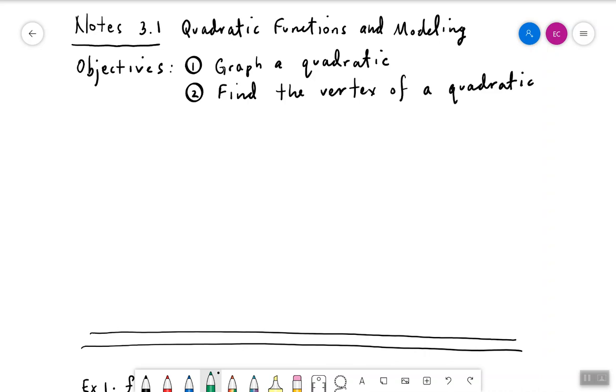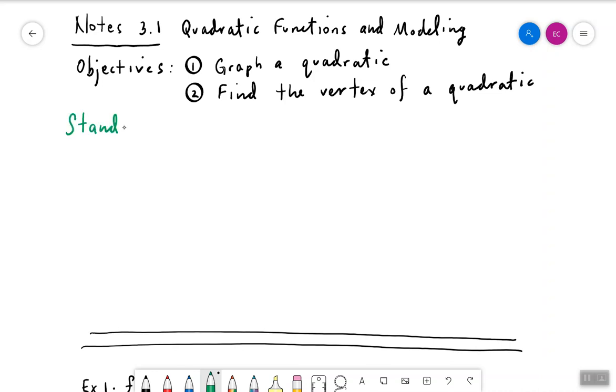Let's start section 3.1. Let's talk about quadratic functions. And specifically, we want to graph a quadratic, and we also want to be able to find the vertex of a quadratic function. So before we get to the graphing and the vertex, let's just talk about what a quadratic is. So there are two ways to write a quadratic function.